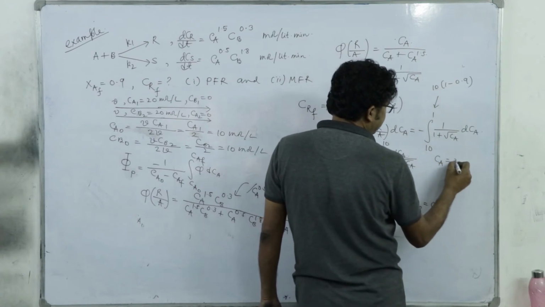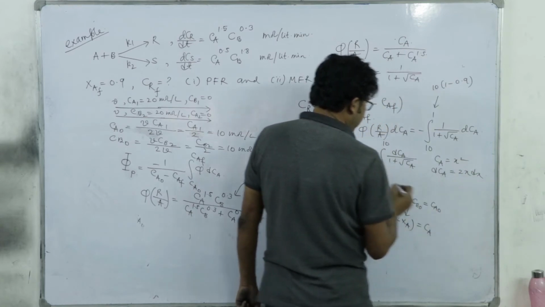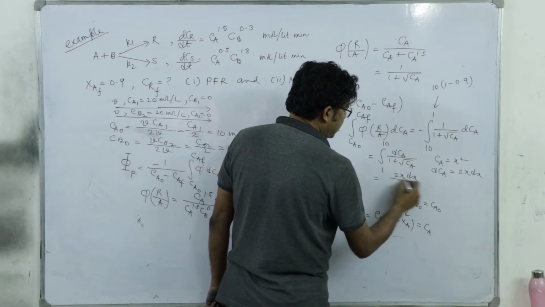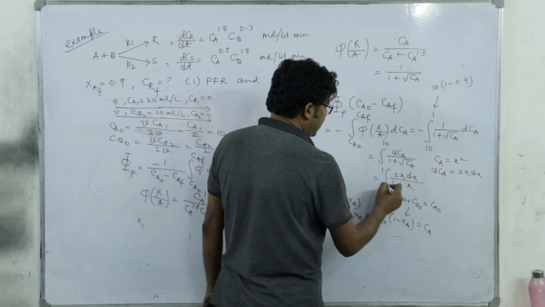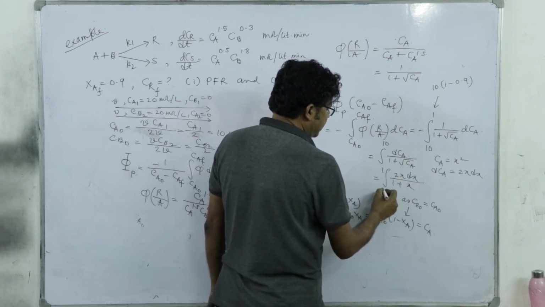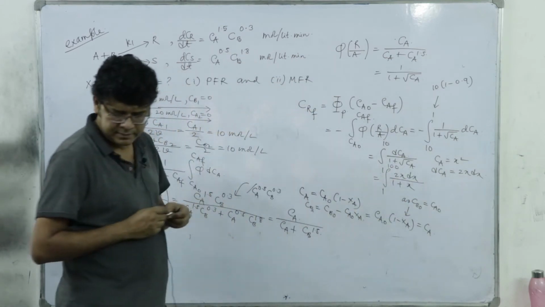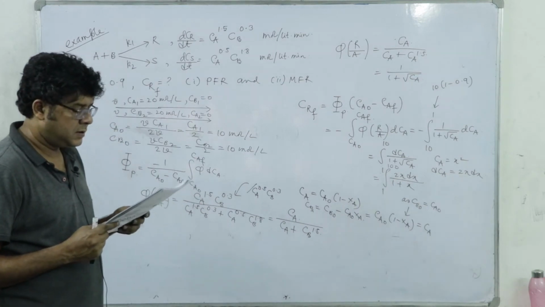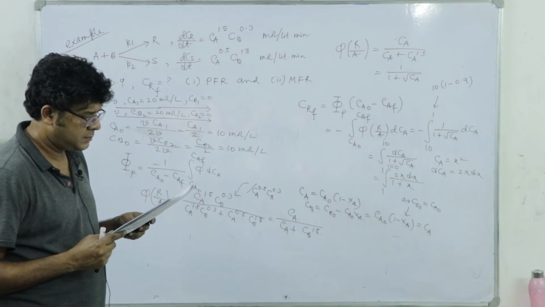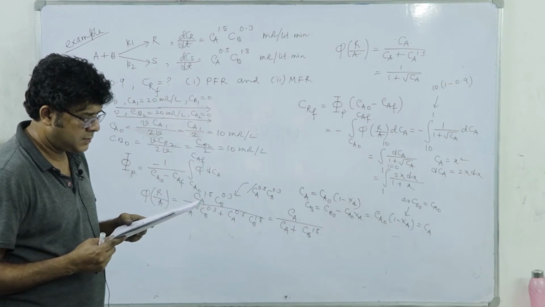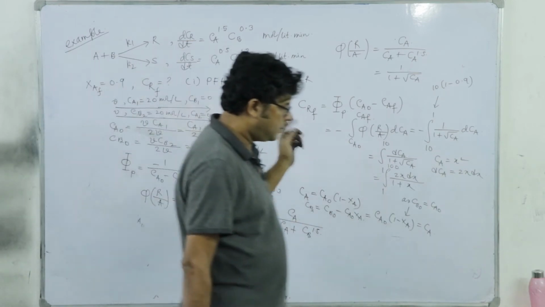Now, if we consider Ca as x squared, then dCa is equal to 2x dx. So we have 2x dx divided by 1 plus x. Now x here is 1 and here it will be the square root of 10. So you solve and you will get CRF. So that is the solution of CRF for PFR.